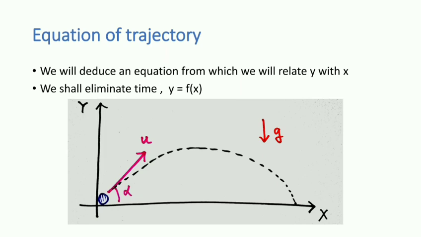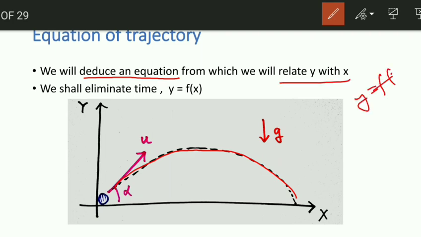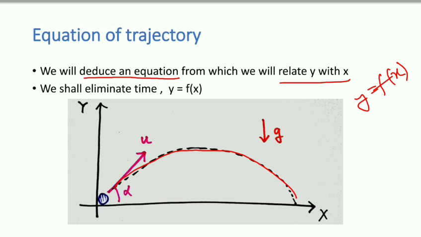Now the last topic for today, that is the equation of trajectory. First of all, what do you mean by a trajectory? Trajectory means the path the projectile is following. That means the equation of the path. That means we will deduce an equation from which we will relate y with x, let's say y as a function of x. We will just find the equation of the curve. So we shall eliminate the time t. We will just find y as a function of x. So let's do it.